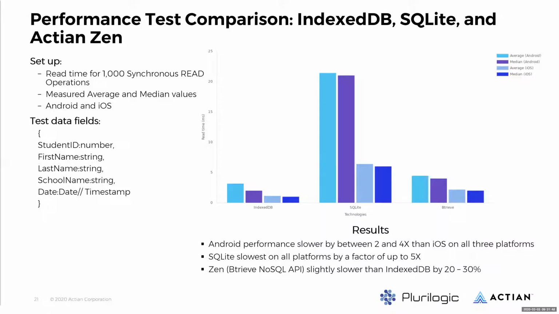Btrieve, which is Zen core, fared pretty well compared to IndexedDB, which was a kind of a surprise to us, because IndexedDB is in browser. It's very, very low level, and it didn't have to go through the Cordova bridge. Based on our results for Android, for example, Zen was only slower two times than IndexedDB, while it was faster 5 times than SQLite. So Zen is slightly slower than IndexedDB by 20 to 30%, which is a pretty good result in our opinion.